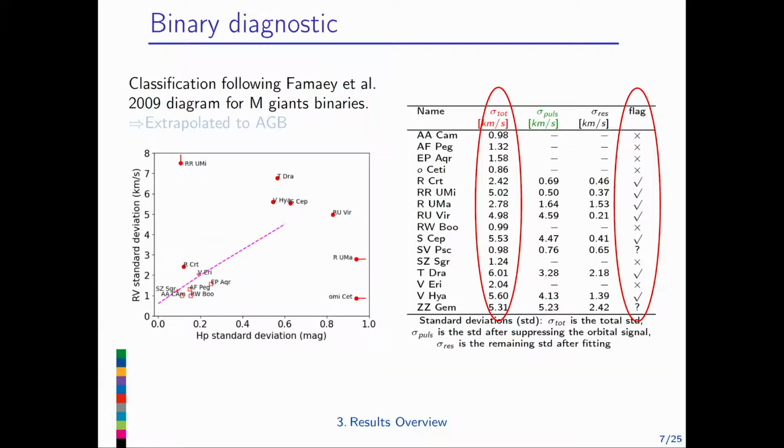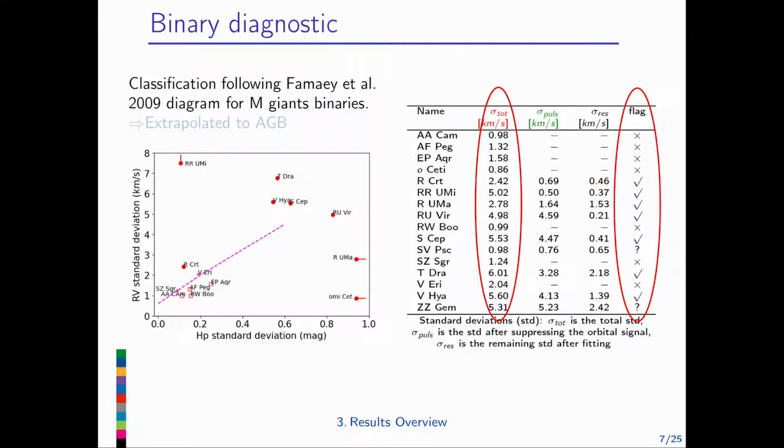So here, for example, you have our 16 targets, and to select the reliable candidates, we will follow the classification from Famaey on M-giant binaries. The idea of this classification is to plot the stars in the following diagram. We plot the standard deviation of the Hipparcos magnitude against the standard deviation of the radial velocity from the HERMES monitoring. So that's the value here.